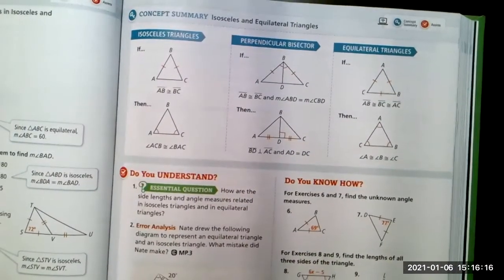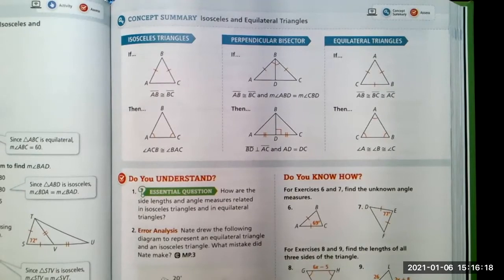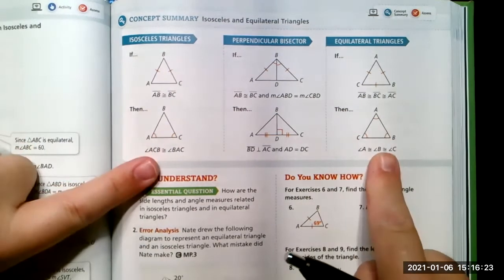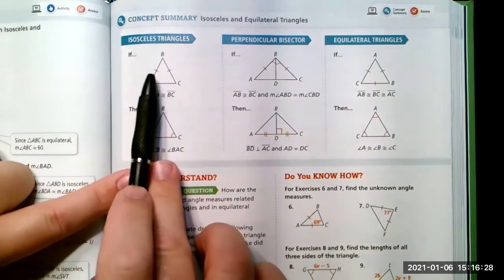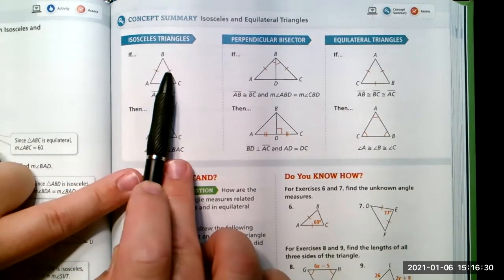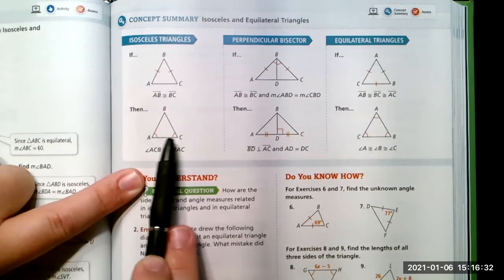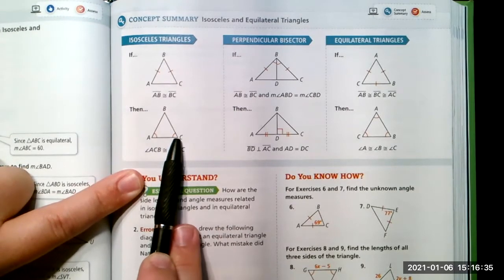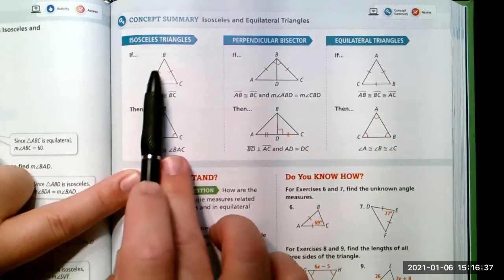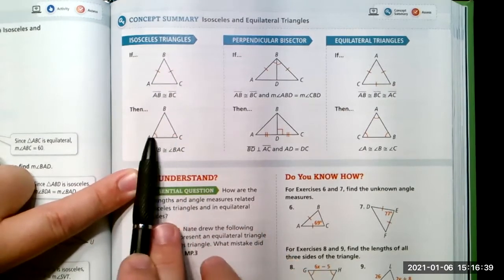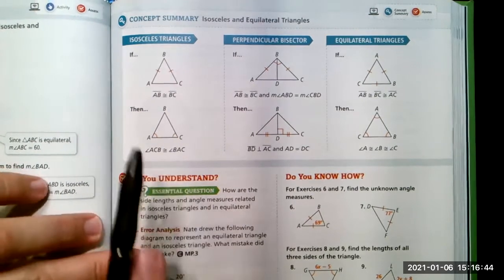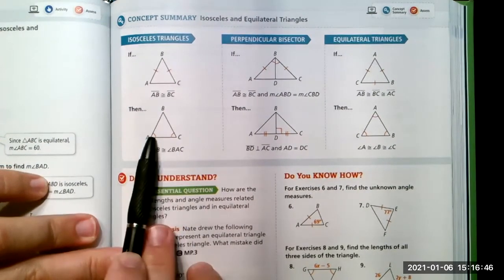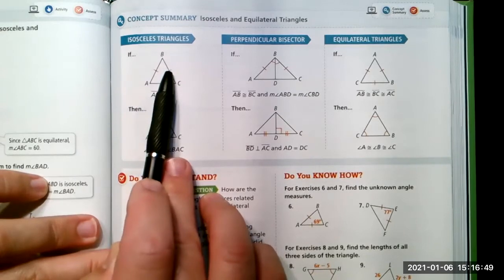Top of page 163. This is just the summary of everything. Let me just re-emphasize the two main ideas, which are kind of on the outside of this page. Isosceles triangle: if your two side lengths are the same, then the two base angles have to be the same. If the two side lengths are congruent, then the two base angles have to be congruent. And vice versa, that's the converse statement they were trying to say. If the two base angles are the same, then the two side lengths are the same.